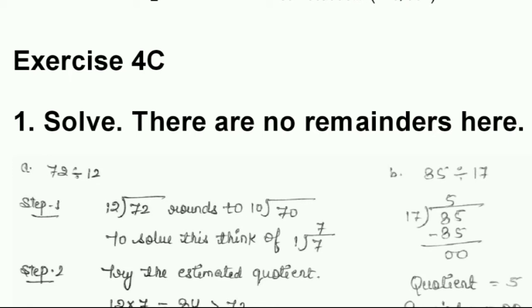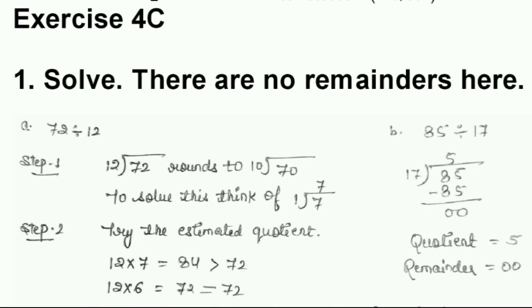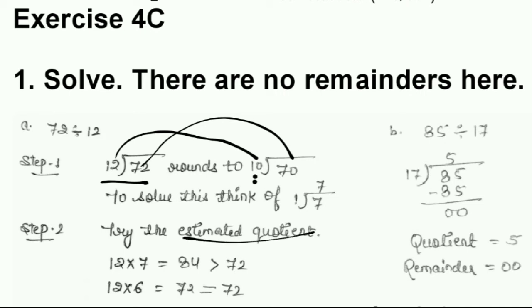See, 72 divided by 12. Same thing, first step. Now we will round: 12 is 10 and 72 is 70. Then solve. This first number and from here the first number will go by the 7 table. 1 7 is 7, so the estimated quotient is 7, and we will take it.